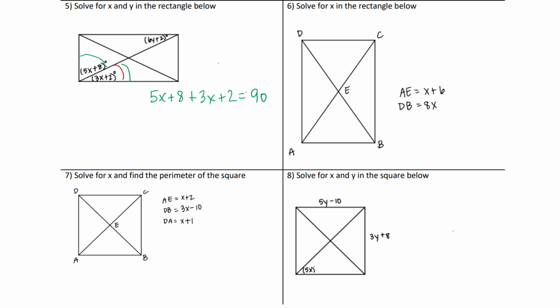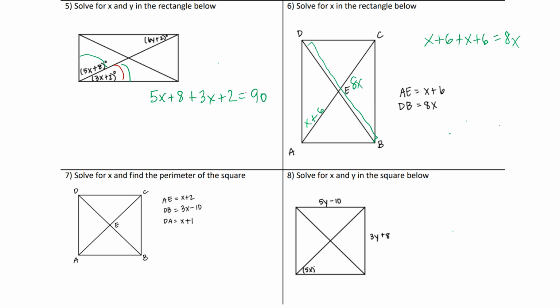Number 6, solve for x in the rectangle below. They said AE is x plus 6. They said that DB is 8x. Since the diagonals are congruent, I'm going to set x plus 6 plus x plus 6 equal to 8x to solve that one. I'm not going to finish that problem, but I will post my solutions online.